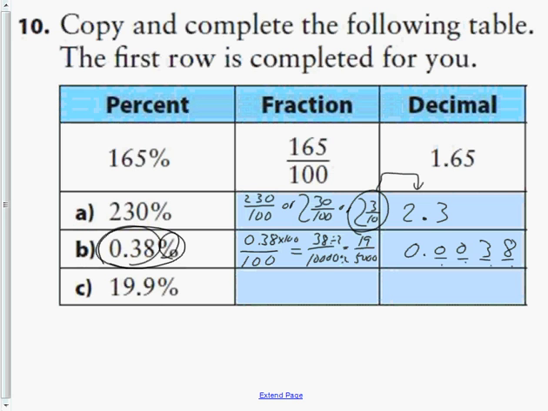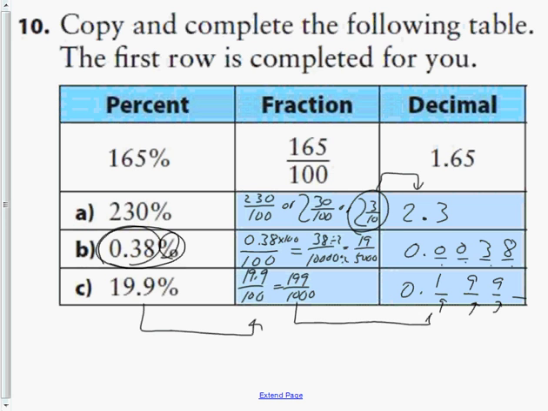And your last one, as a fraction, 19.9% would be 19.9 out of 100, which is 199 over 1,000, which is in lowest terms, 199 thousandths. Tenths, hundredths, thousandths, there's a thousandth, so 199 has to end there, and I get 0.199.